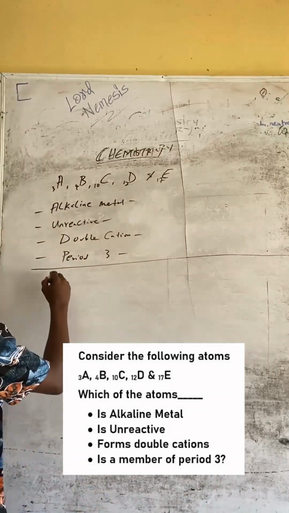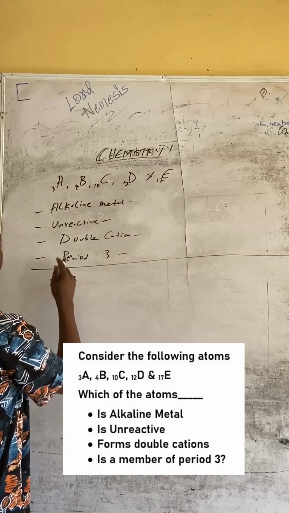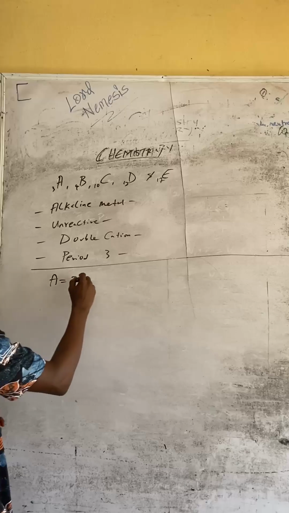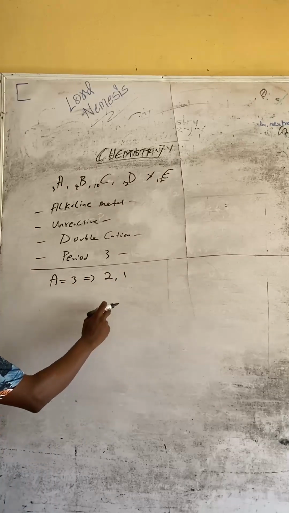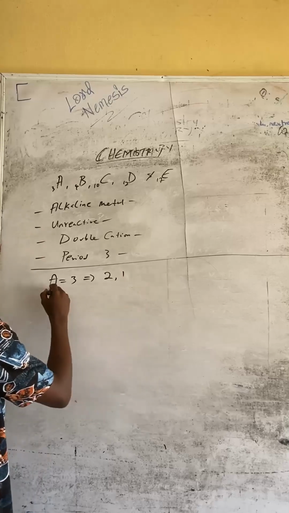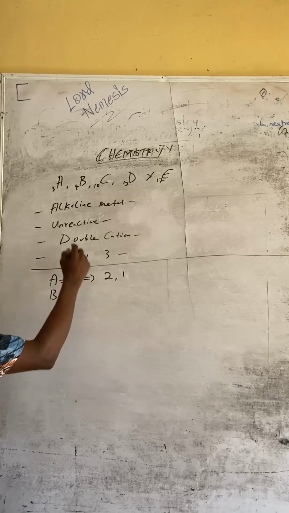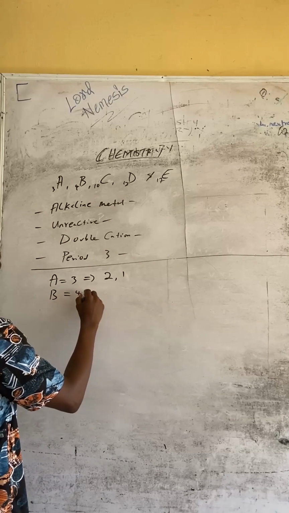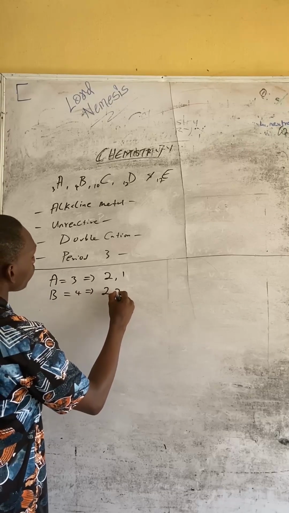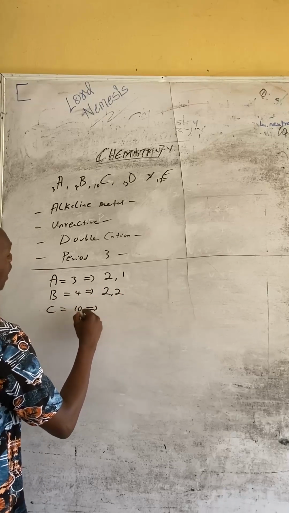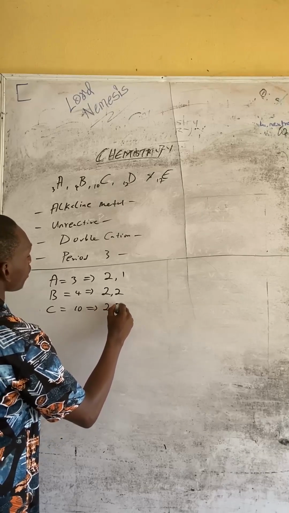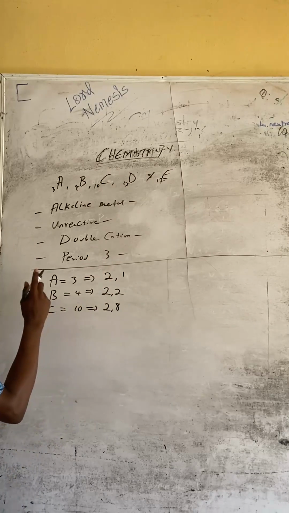Now, let's start with A. A having 3 electrons in the neutral state, its electronic configuration is 2, 1: 2 electrons in the first shell and 1 electron in the second shell. The next one is B, 4 electrons configured as 2, 4. Next one is C, having 10 electrons, and we configure it as 2, 8, complete, right? 2, 8 equal to 10.